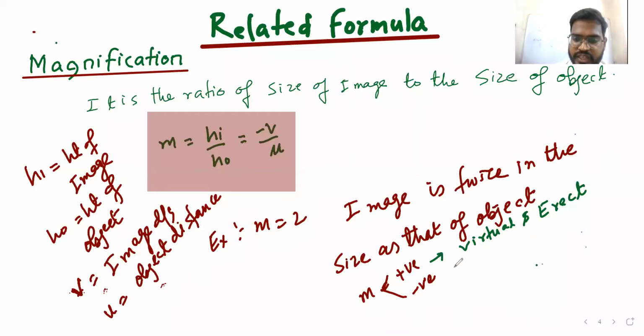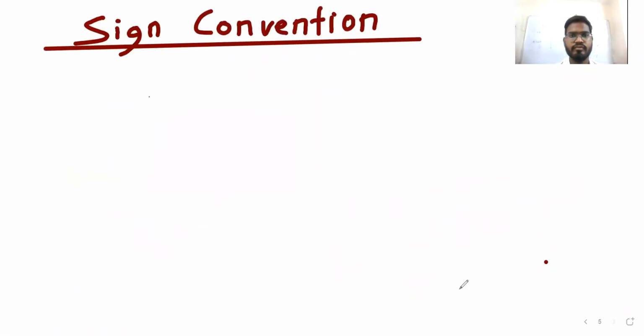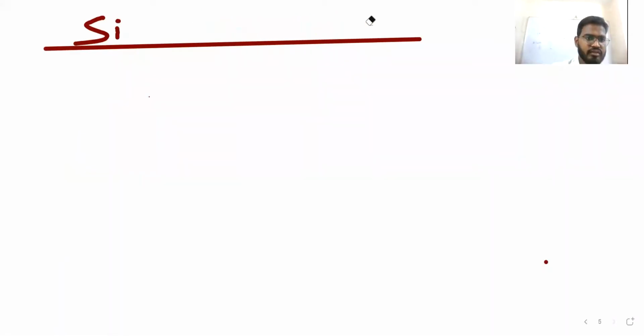If it is negative, then the image is real and inverted. This is what we are supposed to know from magnification. Now we are going to see the mirror formula, sorry, and then we'll see sign convention.